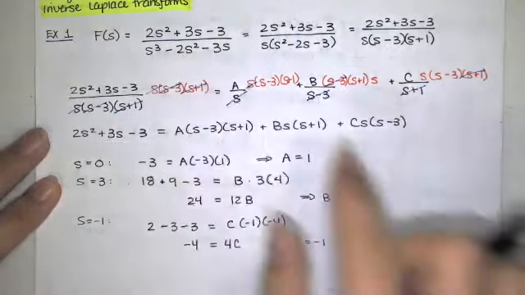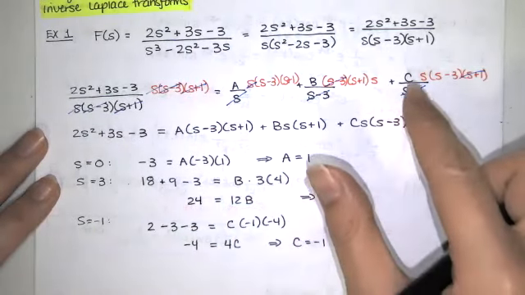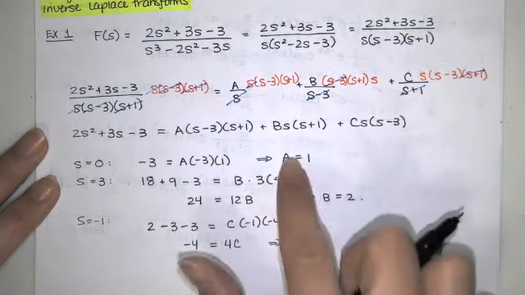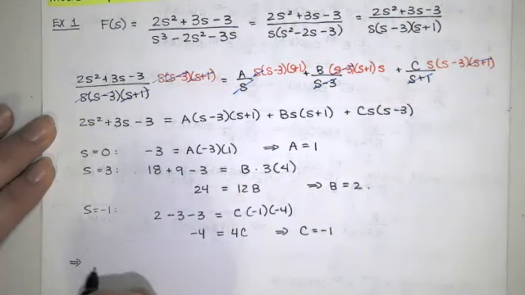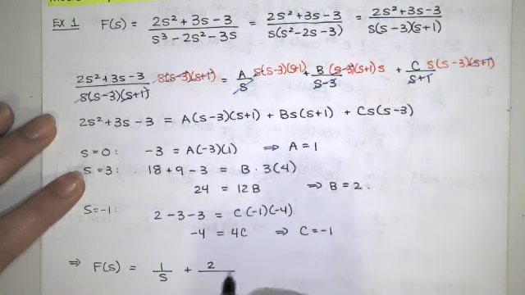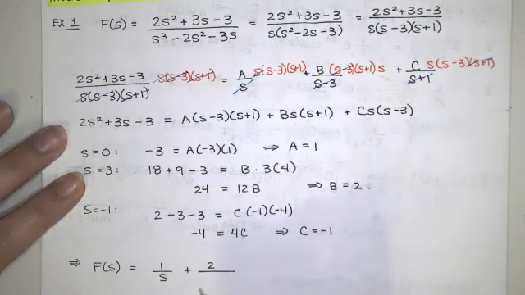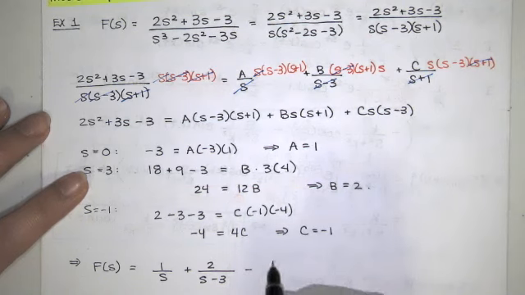So f of s is actually equal to a over s plus b over s minus 3 plus c over s plus 1, where a is equal to 1, b is equal to 3, and c is equal to -1. So a is 1, b is 2. I think I may have said b was 3 just a second ago. I meant b equals 2. And c is -1.